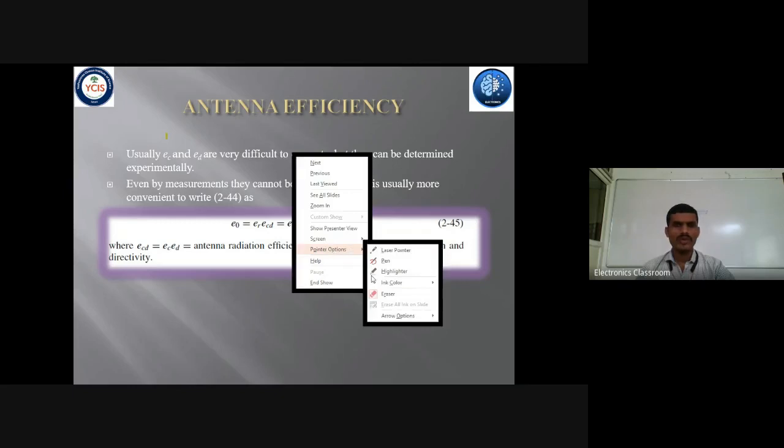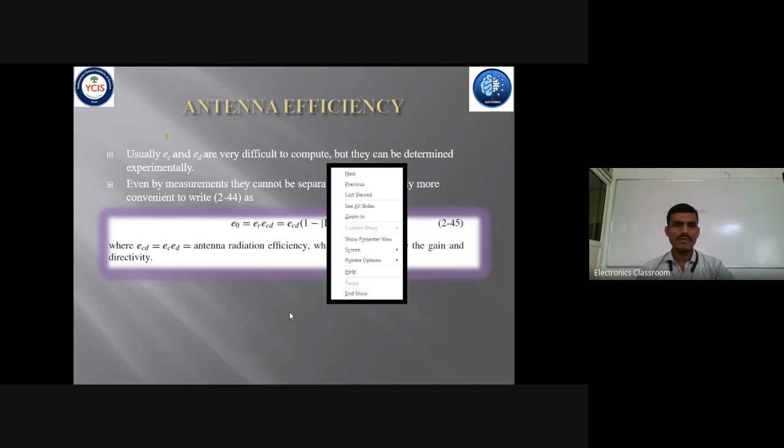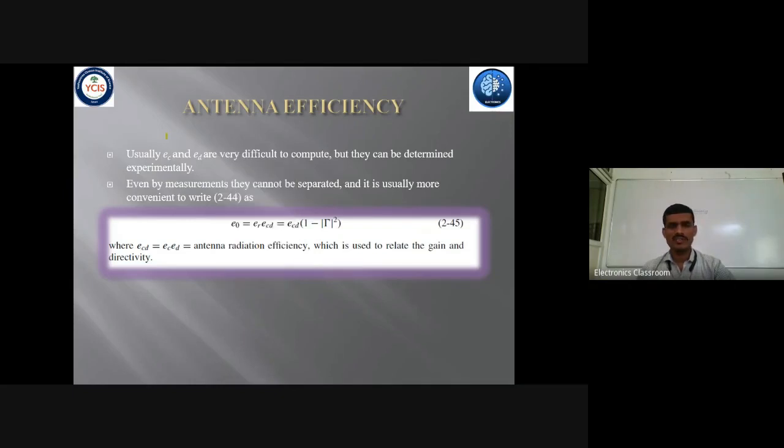Am I audible to everyone? Yes, sir. Then why are you not responding to me? You are the electronics students, the talented geniuses, words that are used by our HODs and our faculties, and you cannot give me answers. So, who is Anuja Chavan?